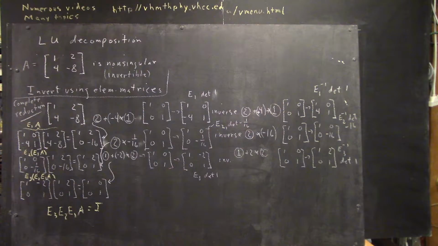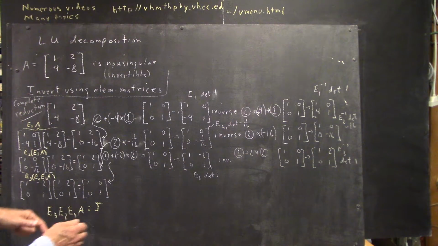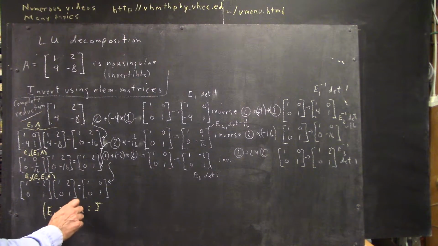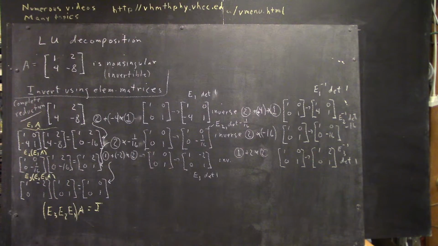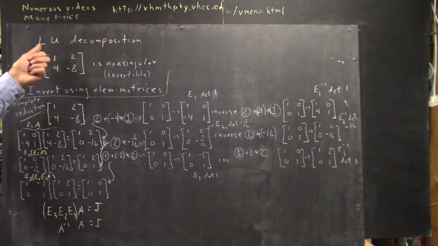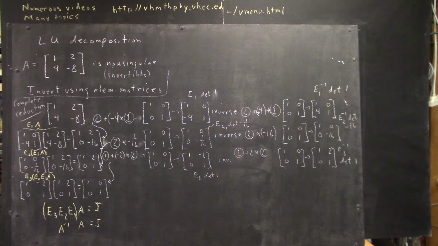Okay. Now what would we multiply? Well, this means that if you multiply two matrices, and I can put parentheses here, if you multiply two matrices and get the identity, then they're inverses. So this is A inverse: the product of these matrices is the inverse. Okay, well, we'll go on and talk about LU decomposition, but this video is getting long enough.